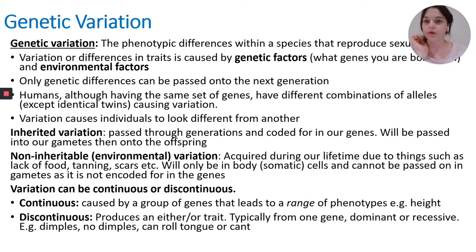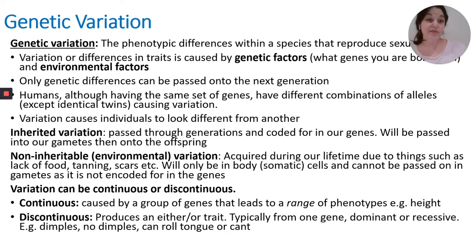Okay, so we're just going to have a quick look at what even is variation today. And then next lesson, we will look at sexual reproduction as a way of causing variation. Then we will look at mutations and what happens during sexual reproduction to cause mutation, and then fertilization as well. So today we're just going to look at what is variation.